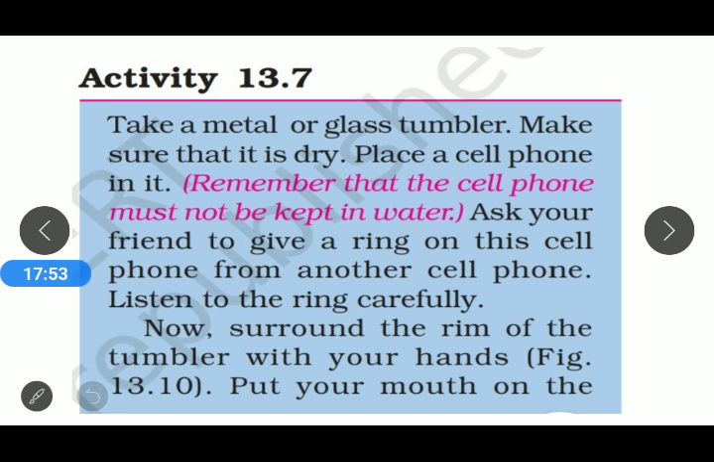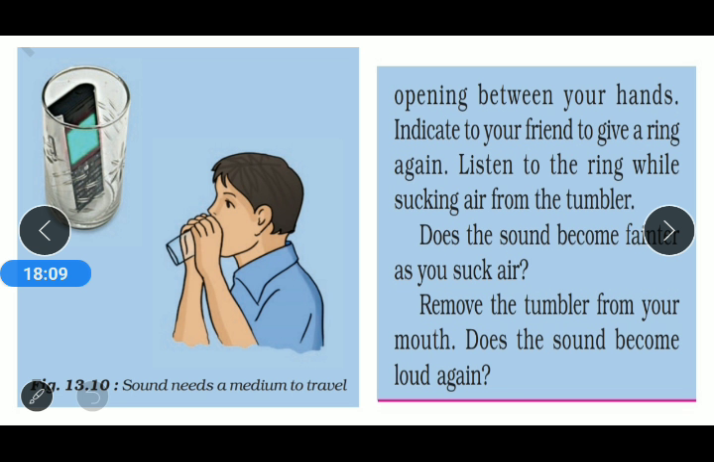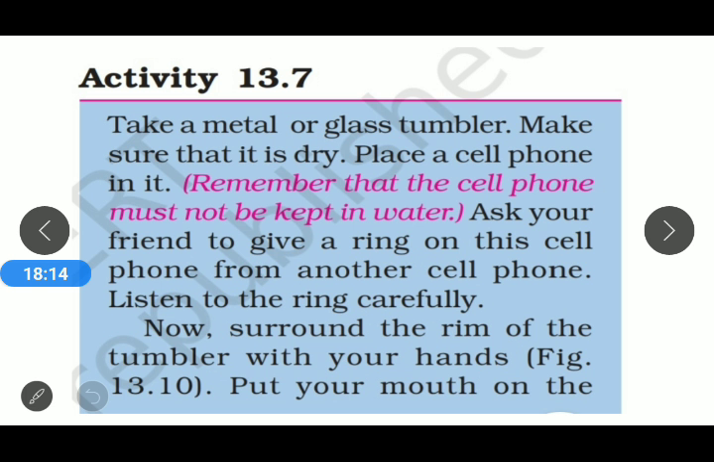Then we had to call our friend to give a ring on this cell phone. We had to put that cell phone on a vibrating mode. What we are also trying to do here is place it into a ringing plus vibrating mode. As our friend calls this cell, it vibrates and produces the sound, and we try to listen to the ring very carefully.